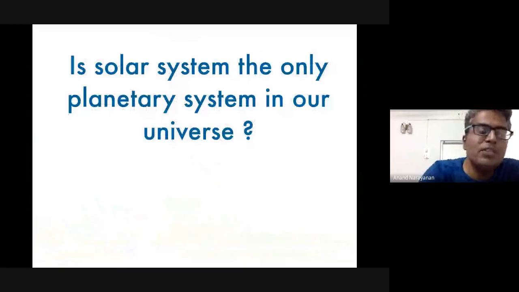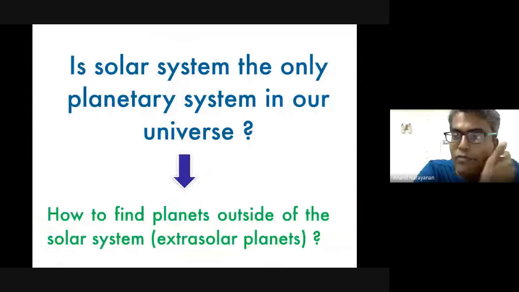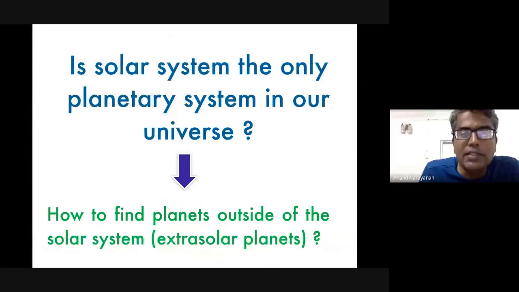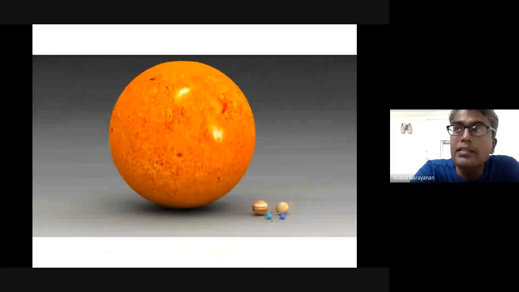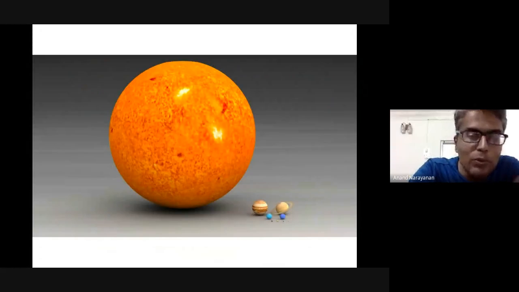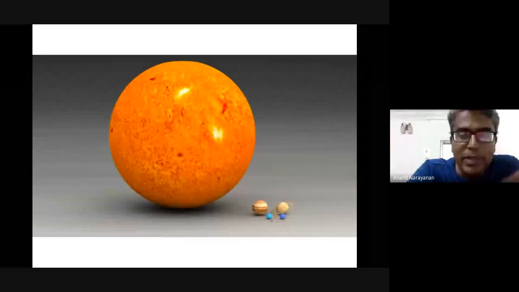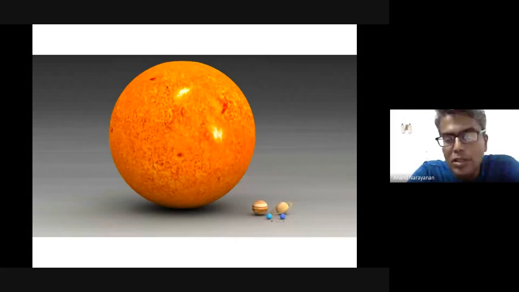If solar system is not the only planetary system in our universe, then how can we go about finding these exoplanets or extrasolar planets? Now, as it turns out, there are some challenges. There are some barriers in directly detecting extrasolar planets. One of the challenges in directly seeing extrasolar planets is the fact that planets are incredibly small compared to stars. So if you take our own solar system as an example, I'm sure most of you would have seen this picture. Okay, this was circulated widely through social media several years ago. So this picture is actually to scale, and the big object that you're seeing is our sun, and all the small objects that you're seeing on the right corner, those are all planets of the solar system.